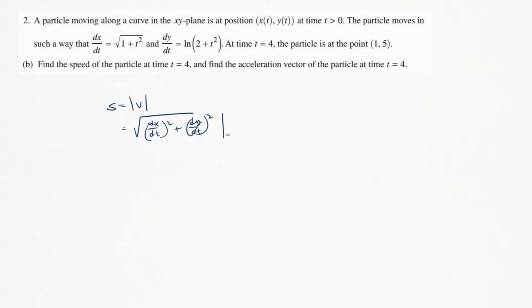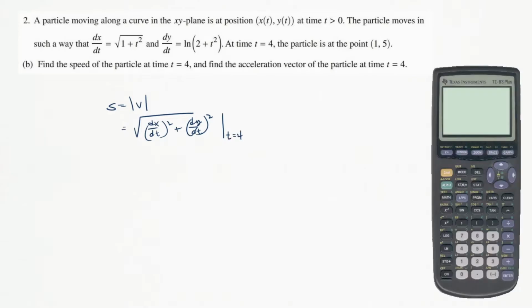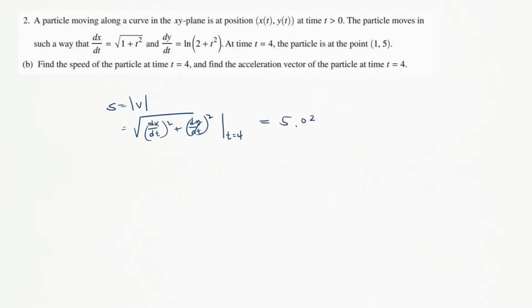Again, we need to evaluate this at time t is equal to 4, so we'll bring out our calculator and do square root of y1 of 4 squared plus y2 of 4 squared. And I get 5.035. So the speed of the particle at time t is equal to 4 is 5.035.